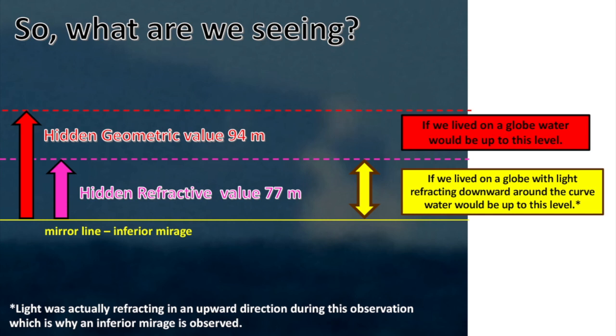So, what are we seeing? If we lived on a globe, water would be up to this level, red line, hidden geometric value at 94 meters. If we lived on a globe with the light refracting downward around the curve, water would be up to this level, the pink line, hidden refractive value at 77 meters. Light was actually refracting in an upward direction during this observation, which is why an inferior mirage is observed.